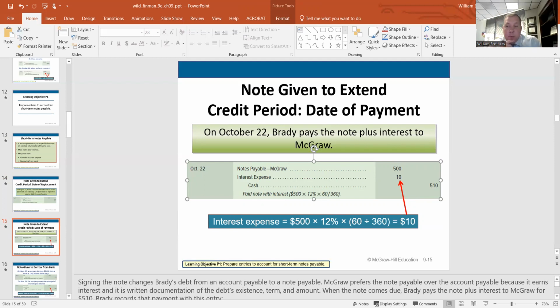And then, of course, because it was interest bearing, I'm paying more now than what I originally borrowed. So originally I had incurred a $500 note. Because it's interest bearing, I now have a $510 obligation I have to pay back. $10 of that is interest expense. $500 of that is note payable.